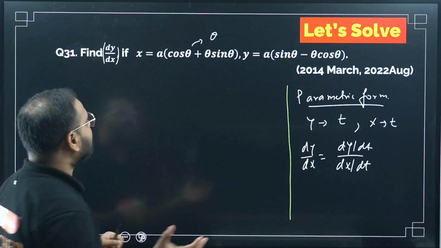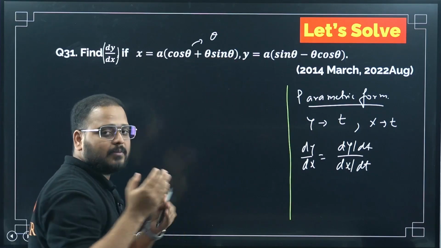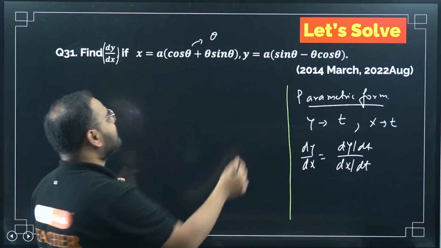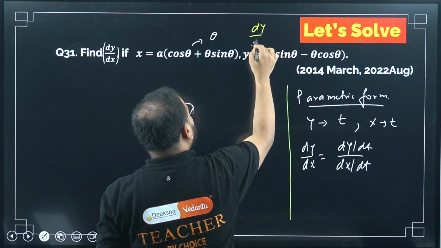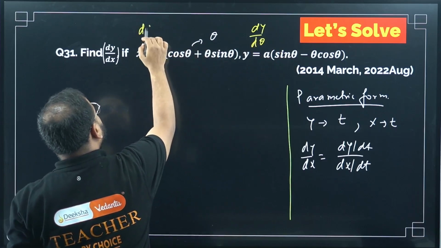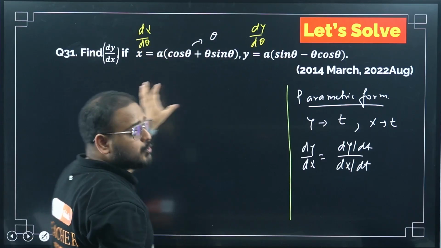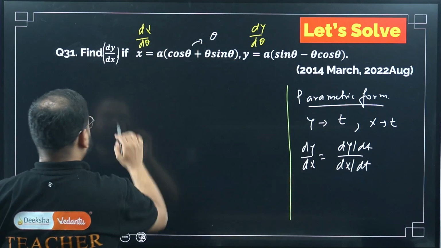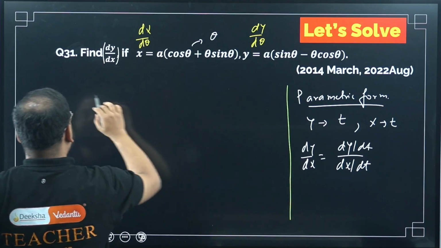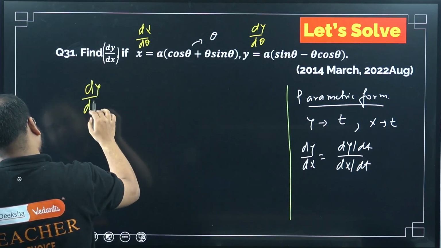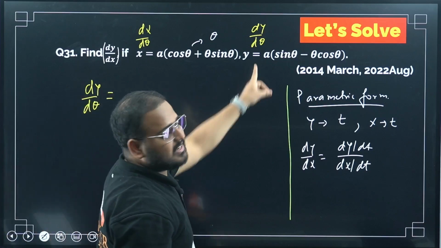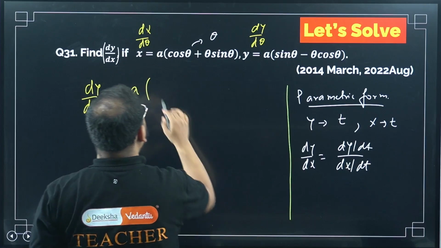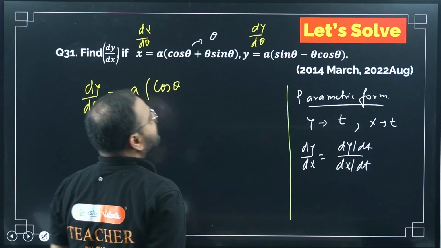I'll repeat my statement. I have y and x given in terms of theta, and I have to find dy by dx. So what I'm going to do, I'll find from here dy by d theta, from here dx by d theta. Using these 2, I'll take the ratio and get dy by dx, parametric form. First one, let's do for dy by d theta. So a is a constant, I can keep it as it is. Sin theta will be simply cos theta.